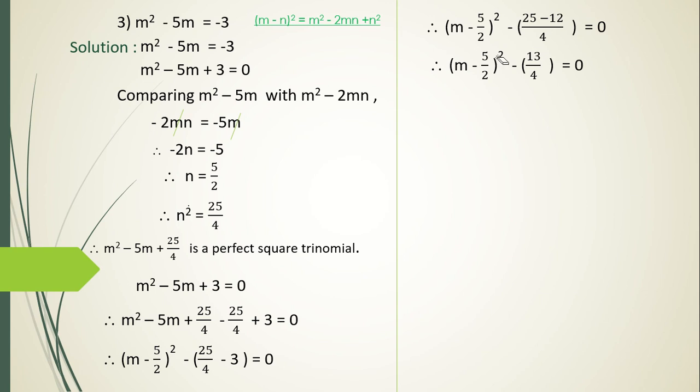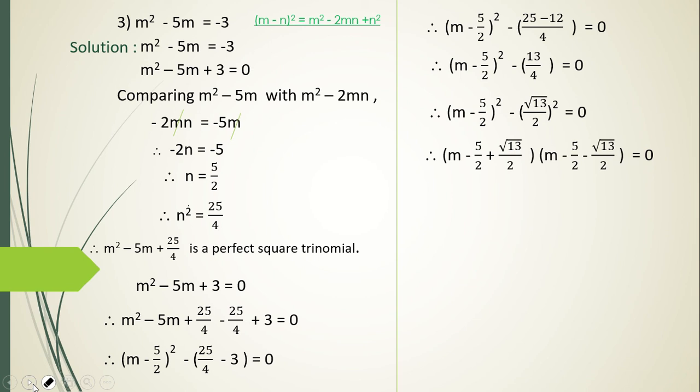Now this square term we have already got, a square. Here we are supposed to get b square. So what I will do, root 13 upon 2 the bracket square. Now a plus b, a minus b. We got the two factors now. Equate each of the factors to 0.